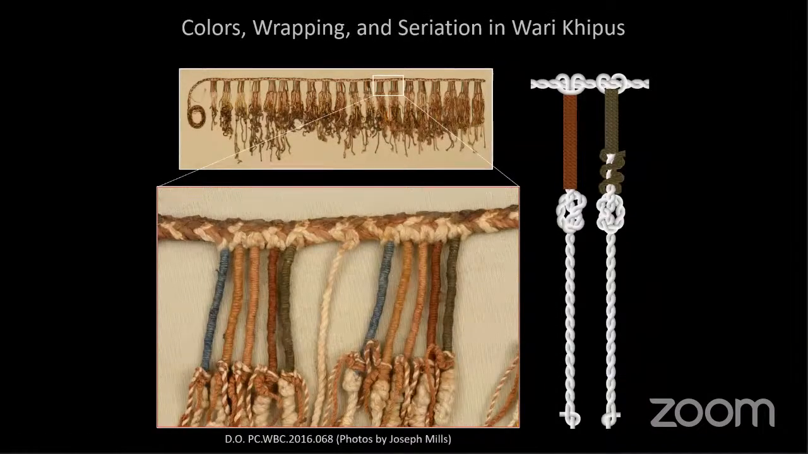Like in Inca quipus, seriation is a feature found in some Wari quipus. So you can see that there are 5 colors that repeat on this quipu. There are 20 groups where this pattern repeats. But the sequences are defined by cord wrapping. So this is a model of the wrapping, how it worked, and not in the color of the cords themselves, which are usually white.